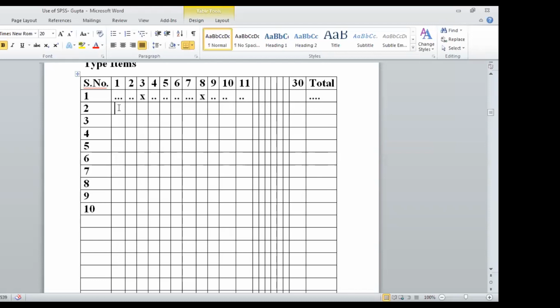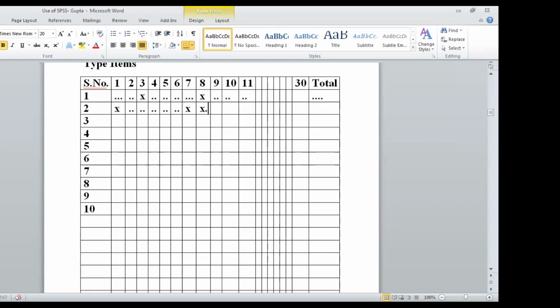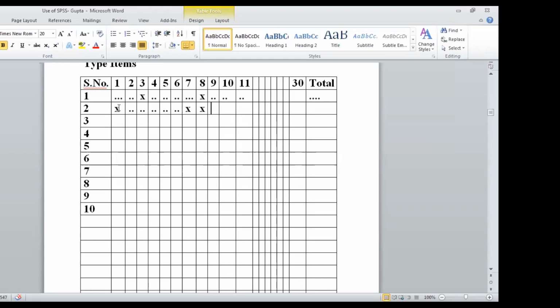Now the another person, he has given the wrong answer. He has given correct, correct, correct, correct, correct. He has given wrong here, and he has given wrong here. He has given correct answer here, correct answer, correct answer. So you can find out the total score here.